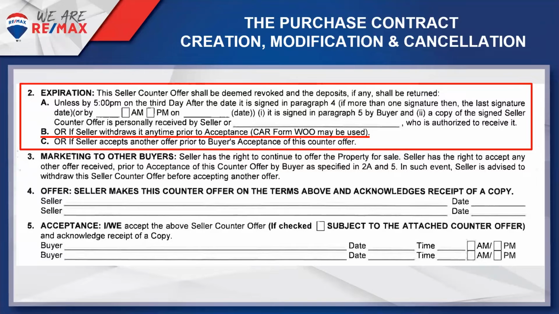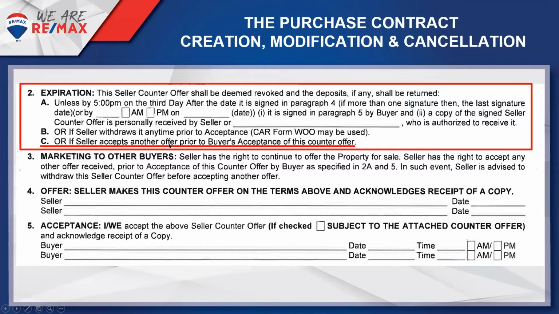The WOO is the way you in writing withdraw a counteroffer. You can verbally withdraw a counteroffer. So you send a counteroffer out, and here comes another offer that you want to consider. If that buyer accepts that counteroffer and personally delivers it back to you or your agent, you're locked in. So you want to be sure to withdraw that counteroffer that you sent out. You can do it verbally and then follow up with a WOO later.